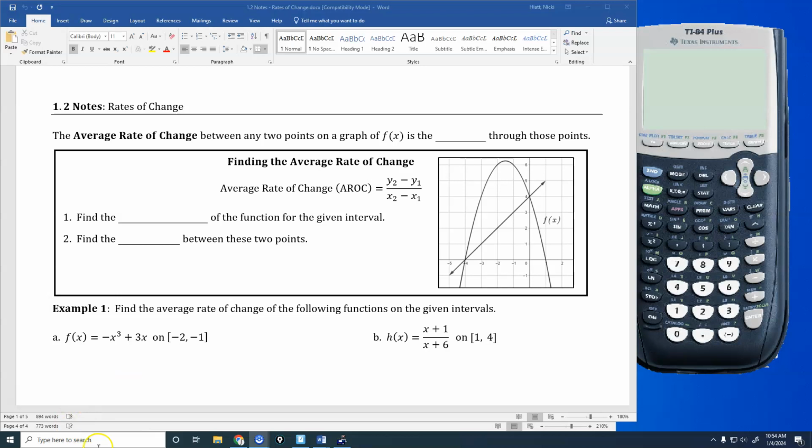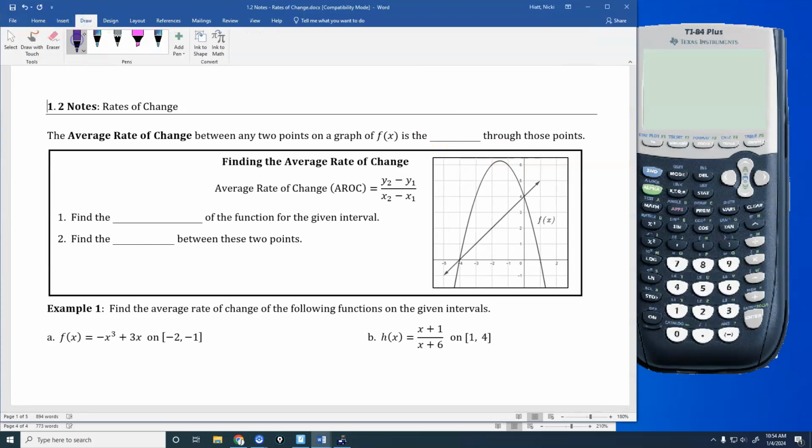So if we want to know the average rate of change between any 2 points on the graph of f of x, this is just the slope through those 2 points. Now, we did that a ton in Math 1, whenever you just had, like, here's the point 27 and here's the point 89, and what's the slope between those 2 points. It's going to look different in what we're doing here. So your average rate of change is just the slope between the 2 points.